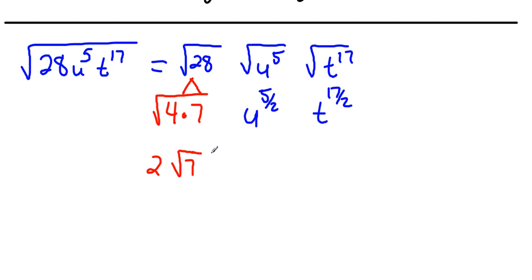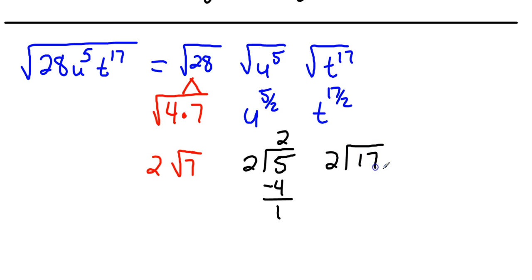Okay, and then the rest of it, you're going to have to break down like we were doing a minute ago. For the u, you're going to take 2 and divide it into 5. 2 will go into 5 2 times. 2 times 2 is 4, 1 left over. And for the t, same thing: we'll take 2 and divide it into 17. It goes 8 times with 1 left over.